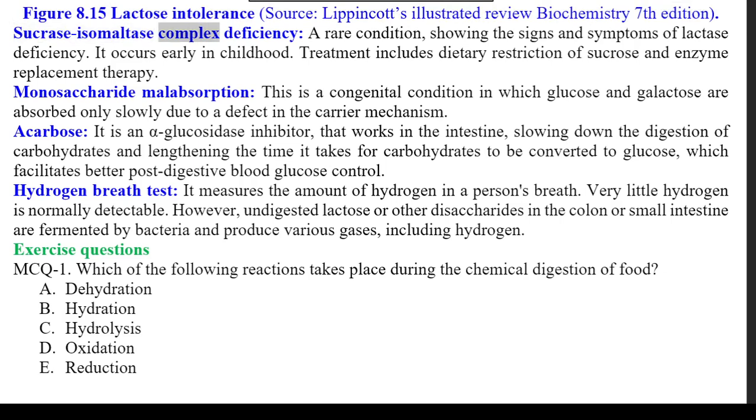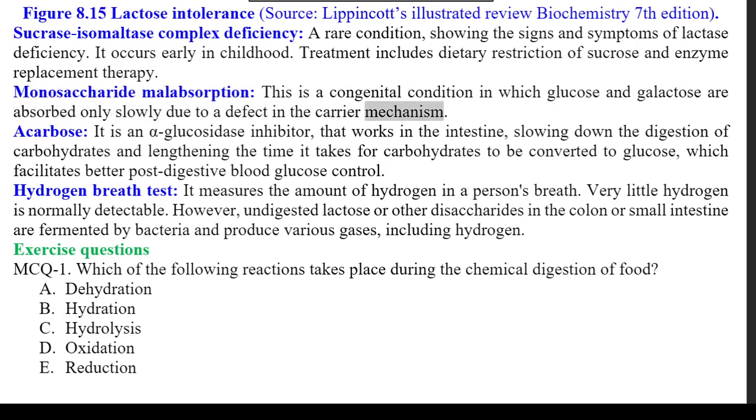Sucrase-isomaltase complex deficiency is a rare condition showing the signs and symptoms of lactase deficiency. It occurs early in childhood. Treatment includes dietary restriction of sucrose and enzyme replacement therapy. Monosaccharide malabsorption is a congenital condition in which glucose and galactose are absorbed only slowly due to a defect in the carrier mechanism.